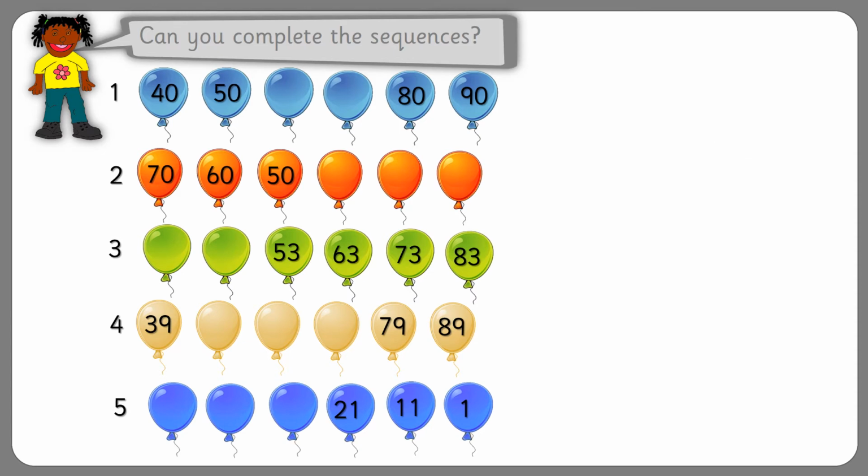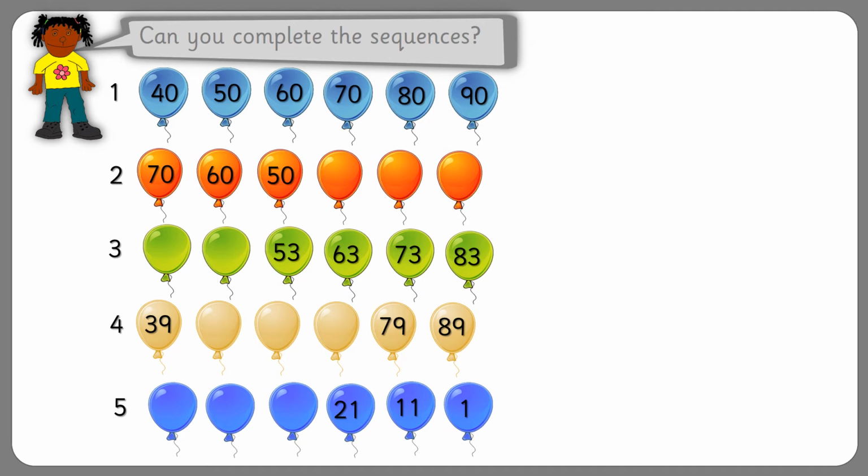Okay, how did you get on? Well, let's check the answers together. So we'll begin with number 1 on the blue balloons, and the sequence here goes 40, 50, something, something, 80, 90. So we can see the numbers are getting larger each time, and they're getting larger by 10. So our sequence is 40, 50, 60, 70, 80 and 90.